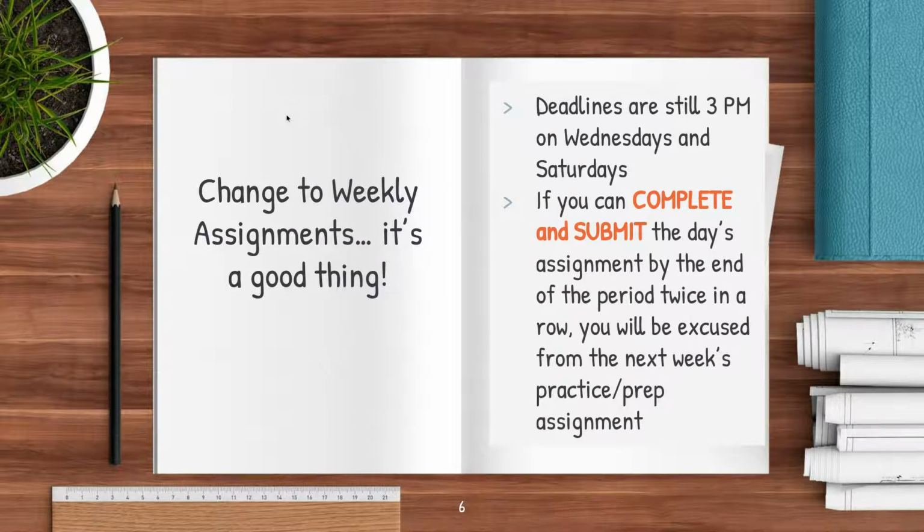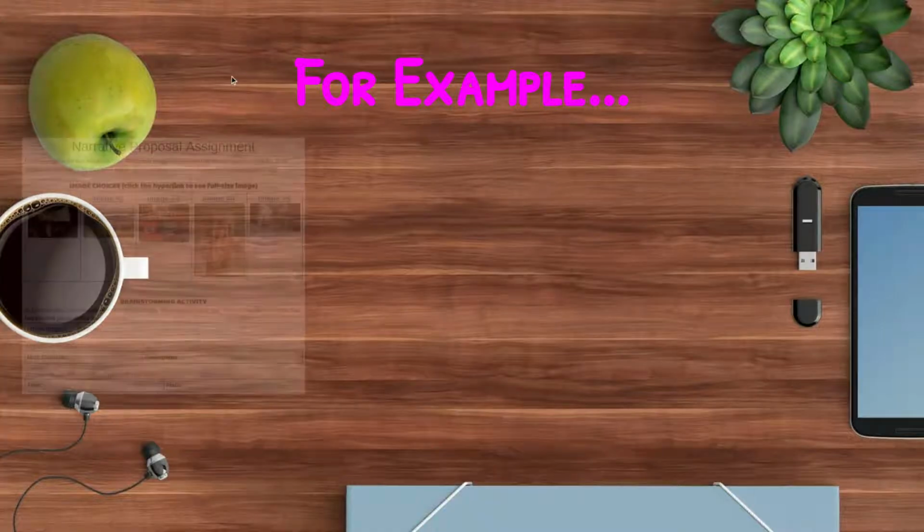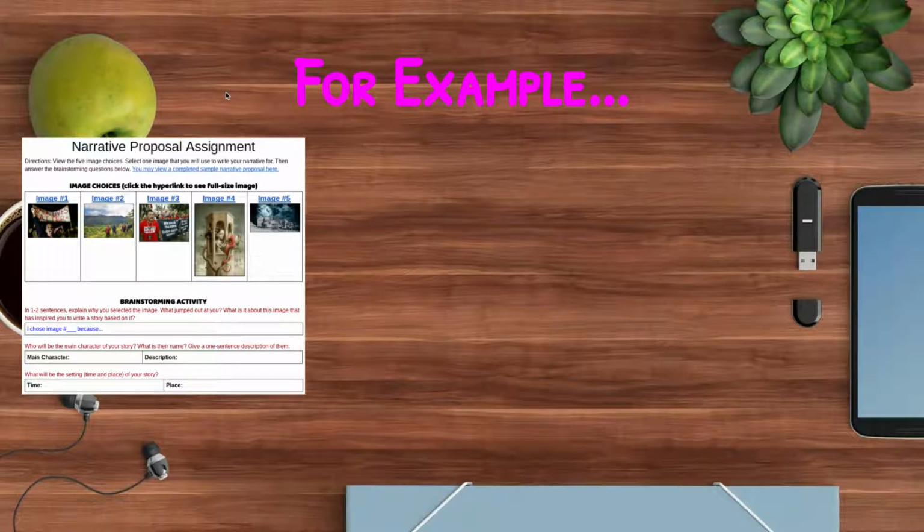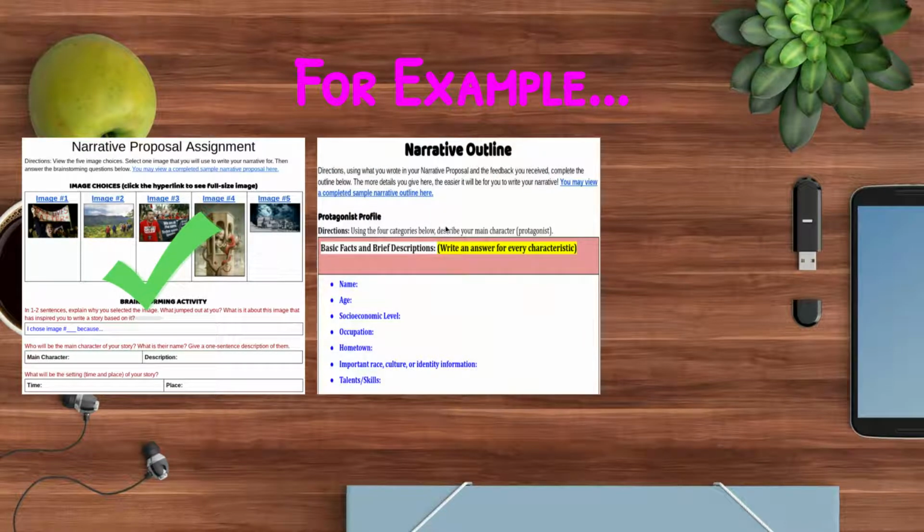In addition to that, if you can complete and submit the day's assignment by the end of the period twice in a row, you will be excused from the next week's practice and prep assignment. Let's take a look at what that would look like. So for example, if you remember, the first assignment that I gave to you when we did the narrative assignment was this narrative proposal, and that was a practice and prep assignment. If you completed that, the next assignment that came up was the narrative outline. That was an all-task assignment.